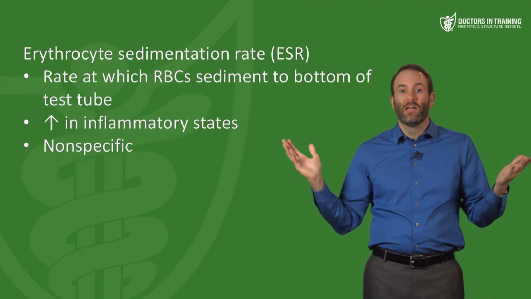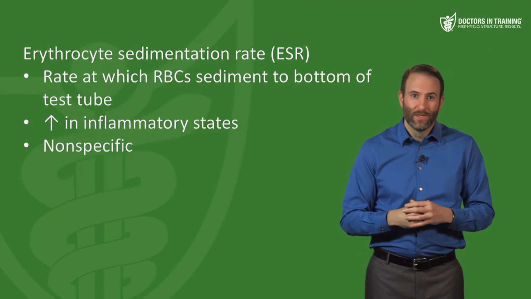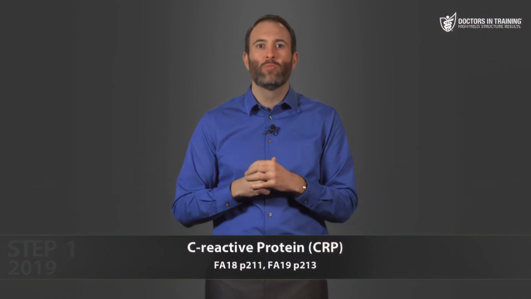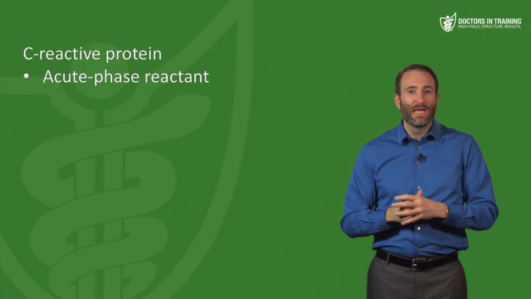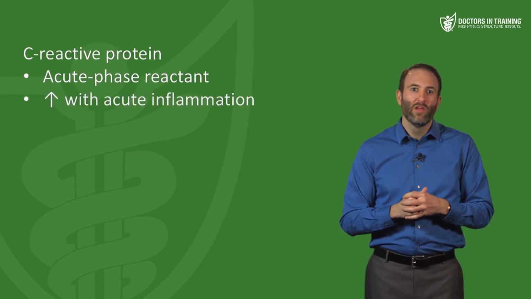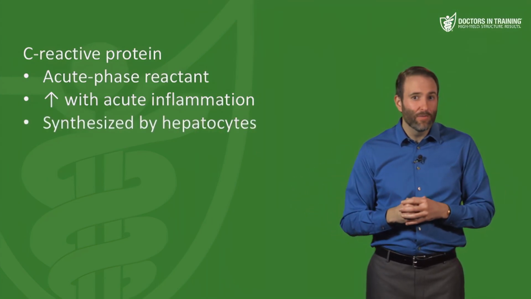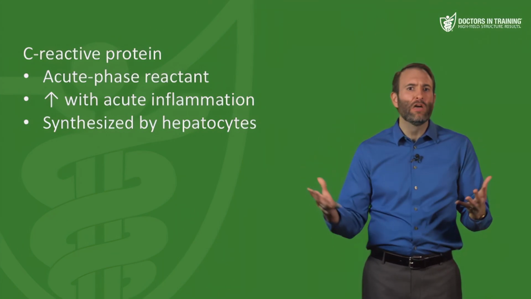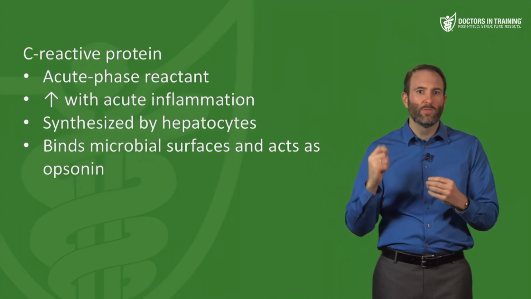Infection of almost any kind will increase the SED rate, as well as malignancy and even pregnancy. Now, another nonspecific lab test that we use to detect inflammation is the C-reactive protein, or CRP. This is another acute phase reactant like fibrinogen, and like the ESR, it is also elevated whenever there's acute inflammation. Now, CRP is made in the liver by hepatocytes, and we think it probably functions to help clear bacteria by binding to microbial surfaces and then acting as an opsonin.